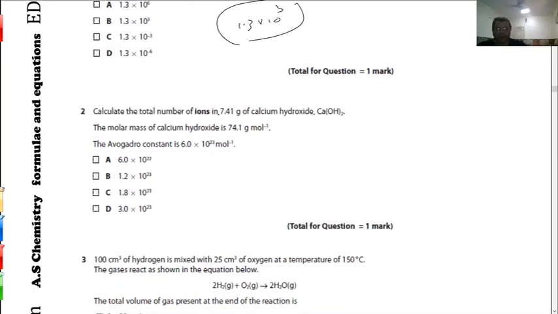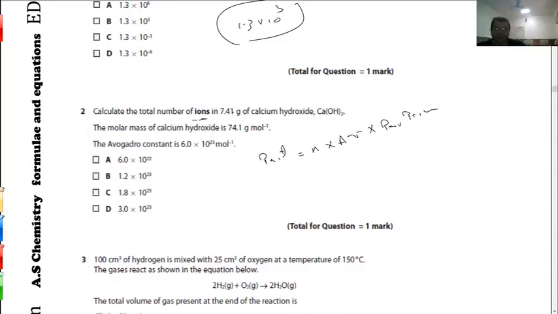Calculate the total number of ions. The rule which we have is the number of particles, whether ions or anything, will be the number of moles times Avogadro's constant, times particles per molecule. Now I'm going to continue with him.